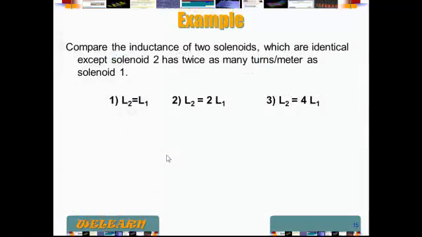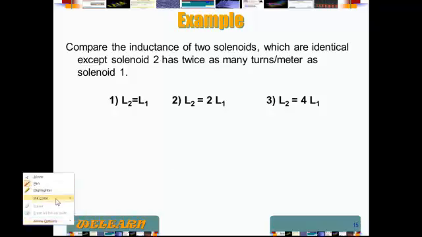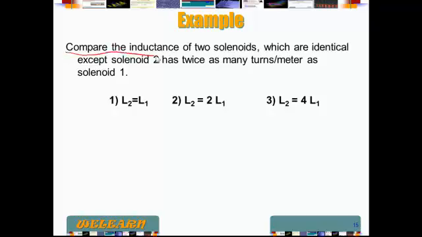Now, let's discuss this a little bit. In this case, we are asked to compare the inductance of two solenoids, which are identical except that solenoid 2 has twice as many turns per meter as solenoid 1. What's the relationship between them? L2 equals L1, or twice L1, or 4 L1?